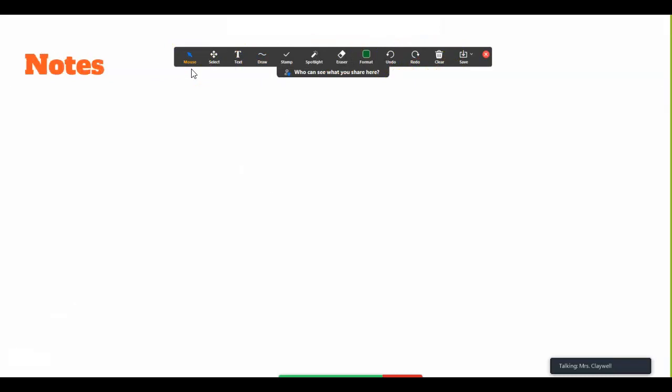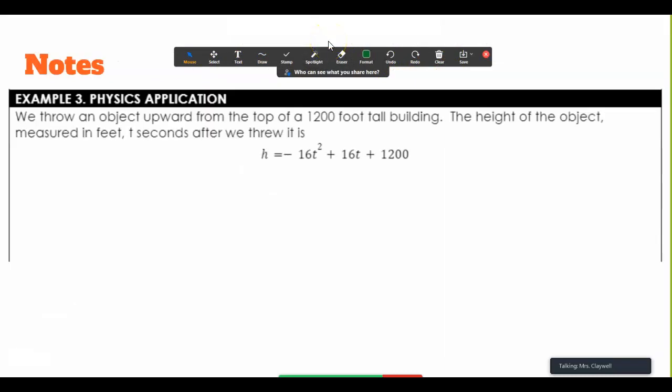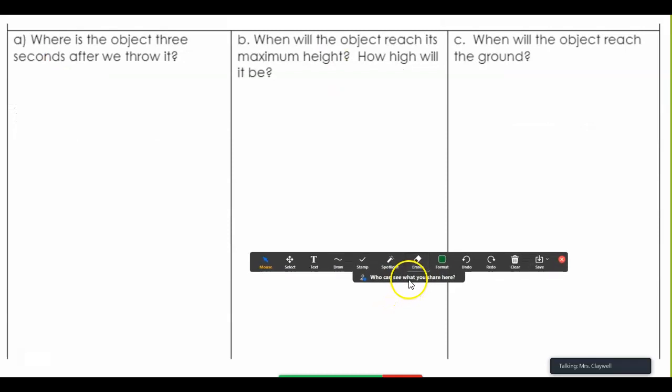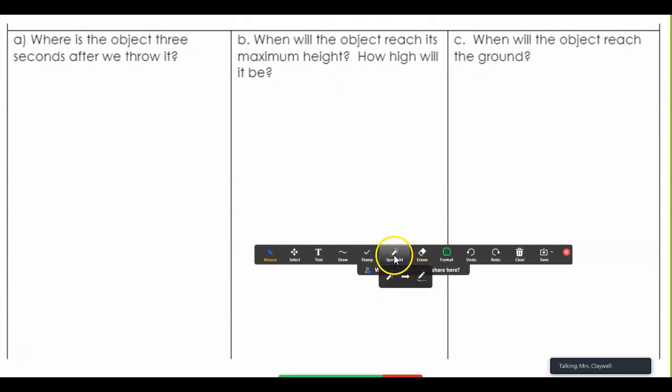Okay, go ahead and flip your page over to example three. Now we're going to physics. We have a building that is 1,200 feet tall, and an object is thrown from it. And this is the equation for the height when my input is time. So if I put in a 1, that would give me my height at 1 second, a 2, my height at 2 seconds, and so on. So we're going to go on to this next part. Where is the object 3 seconds after we threw it?